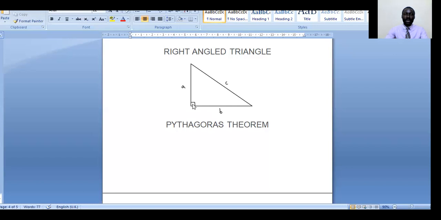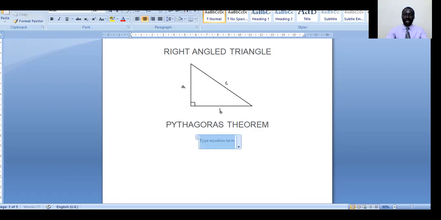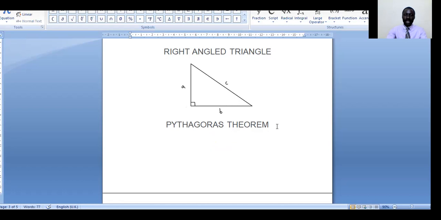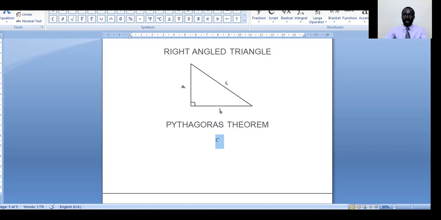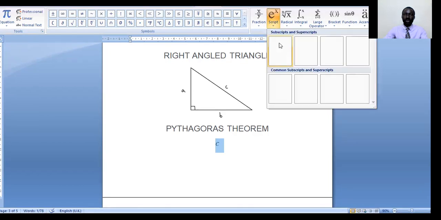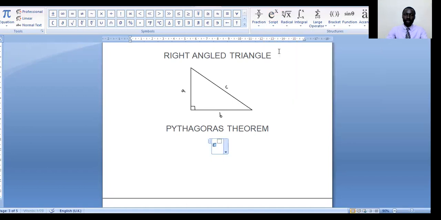Now, Pythagoras theorem states that the length of the longest side of a right-angled triangle, when squared, will give us the square of A, this one side, plus the square of B. In other words, Pythagoras theorem states that C squared, where C in this case is the length of the longest side of the triangle, is equal to A squared plus B squared. That is Pythagoras theorem.